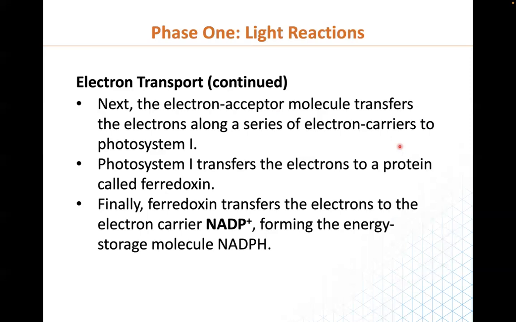So NADP+ would get reduced because once it has access to electrons, it forms an energy storage molecule, which is NADPH. It was actually oxidized from NADPH to NADP+. So once it has access to electrons again, it would get reduced quickly to form NADPH.